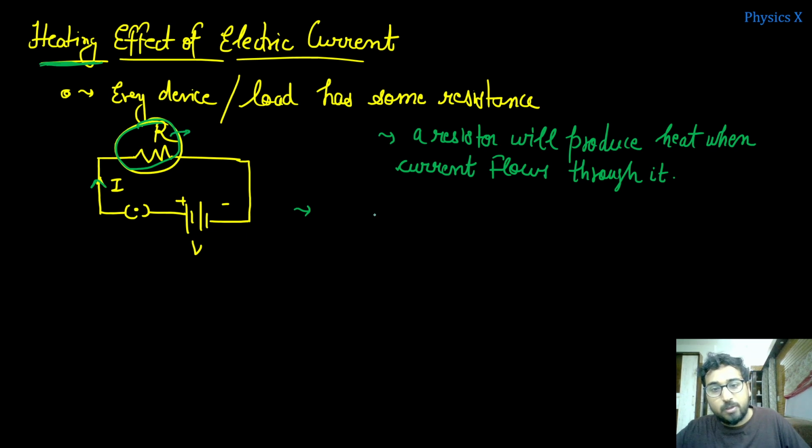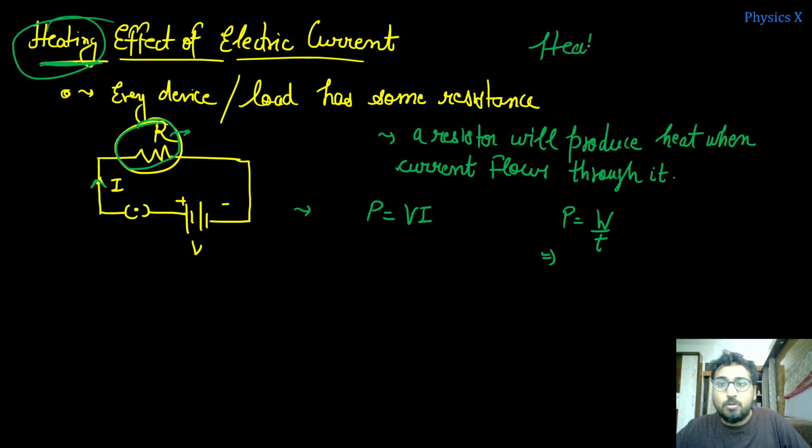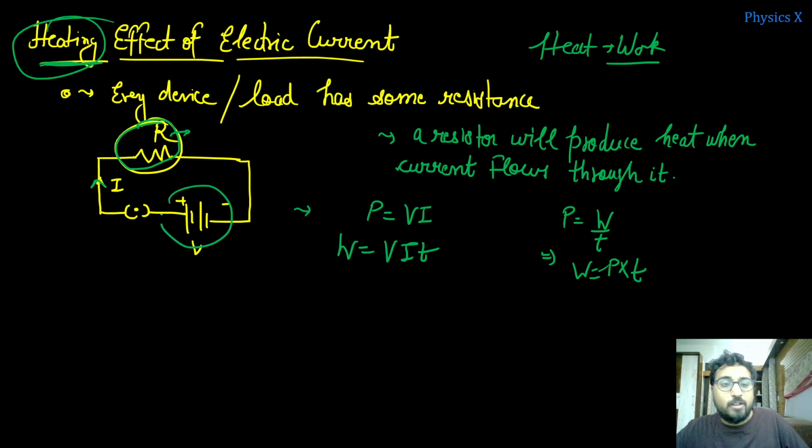So how is this heat produced? Let us see. You know that power is equal to VI, which we just derived, right? And you know that power is equal to work done by time. So if I want to find the heat, heat is nothing but, it is in joules, that is a work only, right? So if I write work is equal to power into time, I can write work is equal to VI into T, right? And for this voltage difference, you know that V is equal to IR.